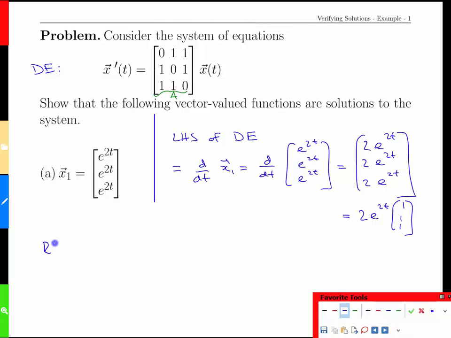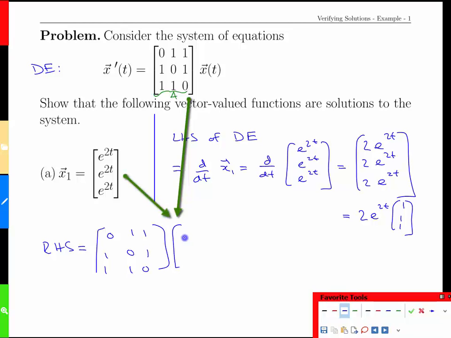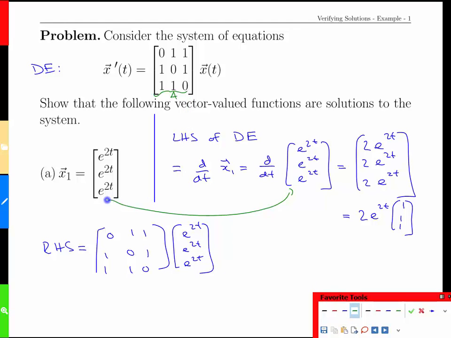Looking at the right-hand side, we have our matrix 0, 1, 1, 1, 0, 1, 1, 1, 0, times x of t, which we just said was e to the 2t, e to the 2t, and e to the 2t. So we're plugging this solution in here, then taking the derivative. We're also plugging it in here on the right-hand side. And if we do our matrix multiplication, on the first row we have e to the 2t plus e to the 2t. On the second row, we'll have e to the 2t plus 0 plus e to the 2t.